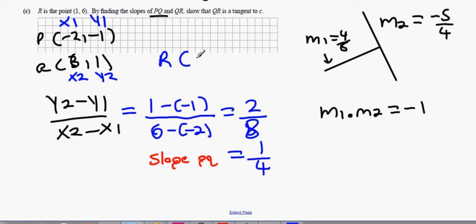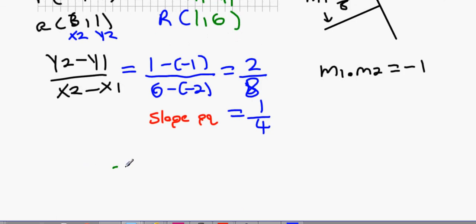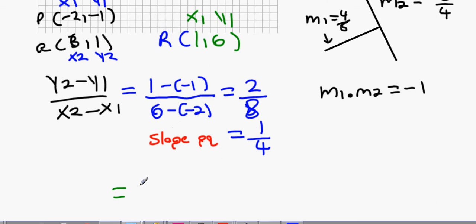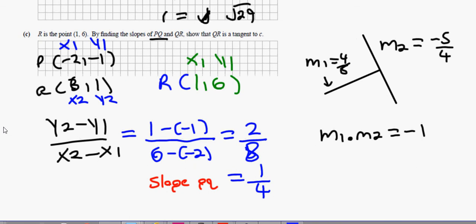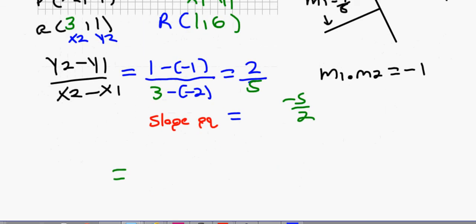Now we're going to write down the point R, which is (1, 6). We're going to call that x1, y1, and we're going to do the slope formula once again. Q is (3, 1). Sorry guys, x2 is 3, so it's 3 here. So we're expecting the perpendicular slope to be turned upside down with the sign changed, which is minus 5 over 2. So we're going to do this again.